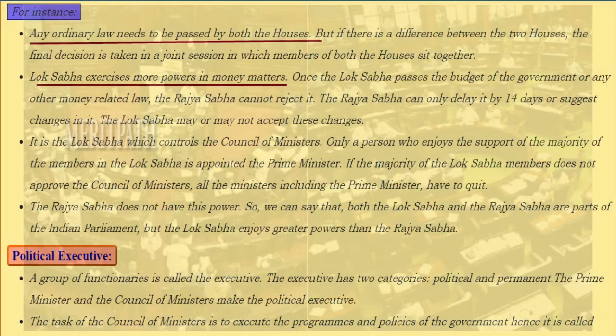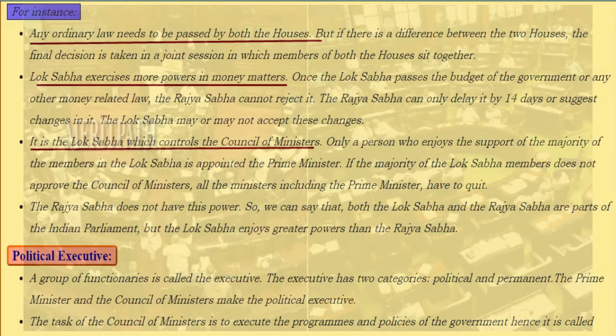Lok Sabha exercises more power in money matters. Once Lok Sabha passes the budget of government or any other money related law, the Rajya Sabha cannot reject it. Rajya Sabha can only delay it by 14 days or suggest changes in it. Lok Sabha may not accept these changes.